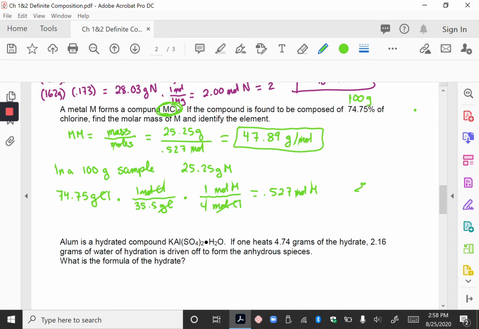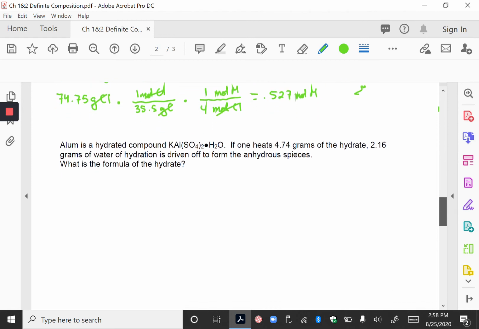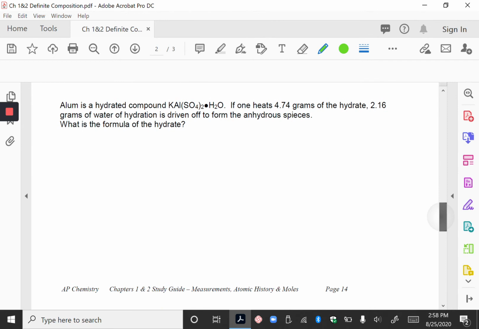And then to find the identity, all you do is you look at your periodic table, see which element has a molar mass that's closest to 47.89, and that is titanium. And so that's my answer. Isn't that cool? Okay, let's look at the next one.